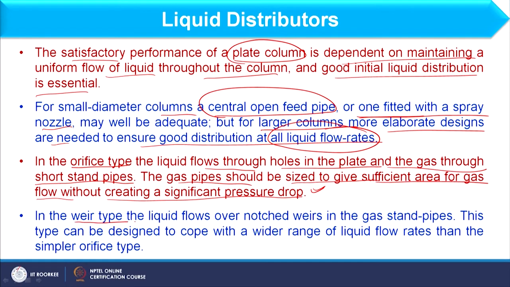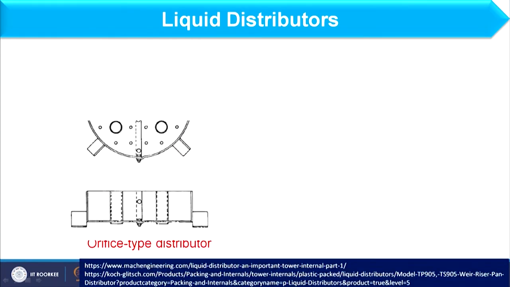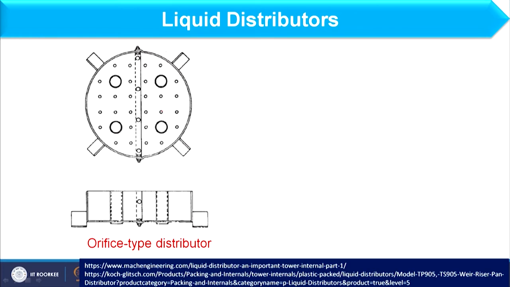Because in this case both liquid and gas should pass through different holes, okay? Further, if I consider the weir type liquid distributor, in this liquid flows over notched weirs in the gas stand pipe, and this type can be designed to cope with a wider range of liquid flow rates than can be considered in the orifice type, okay? So let's see here, this is basically the orifice type distributor where liquid will pass through these small holes. However, these pipes are basically used for gas to move, okay? So these pipes have some height, however these holes are simply available on the plate, okay?